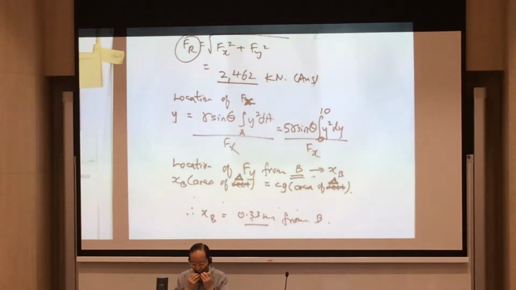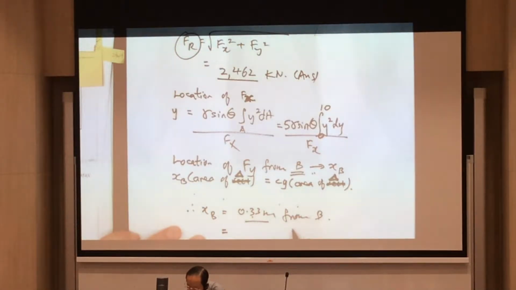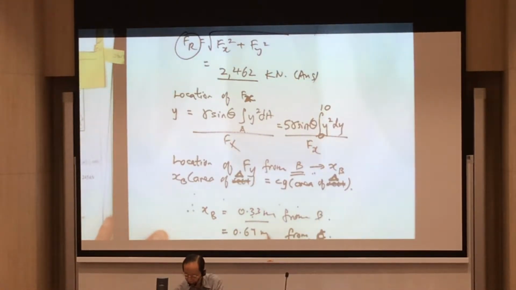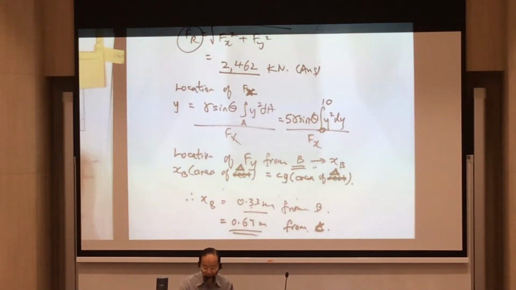Okay, so xb is therefore 0.33 meter from D. Or you can say, how many meters from C? It would be 0.67 meters from C. Okay? So, depending on the question, if the question says find xb from D, then you answer with 0.33. If it says find xb from C, then it will be 0.67. Alright, just a slight simple mathematics.